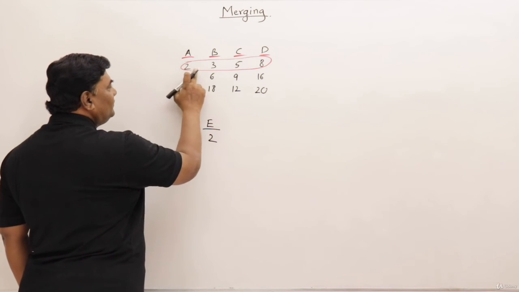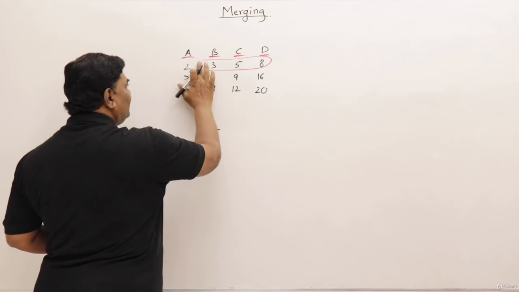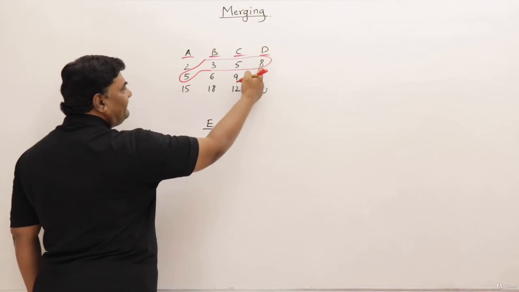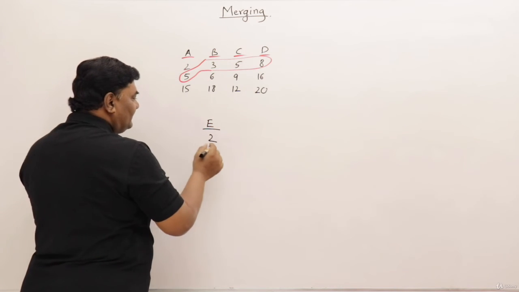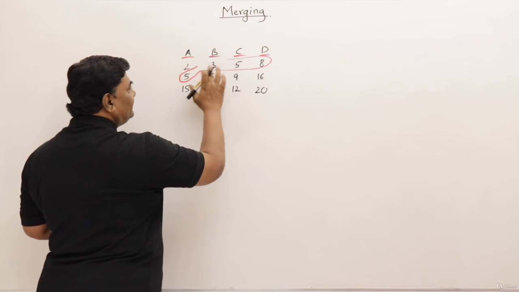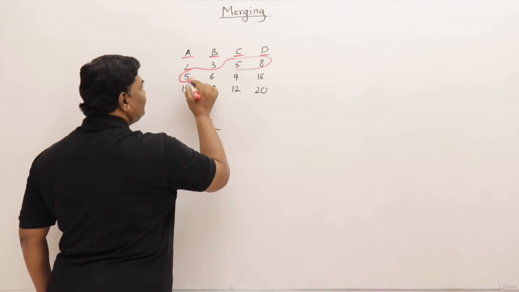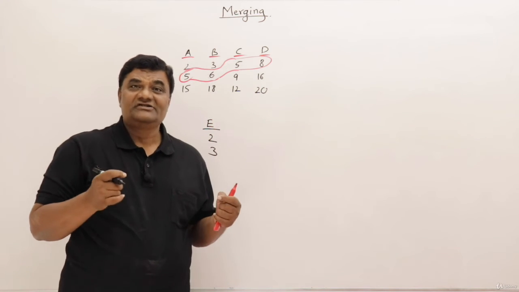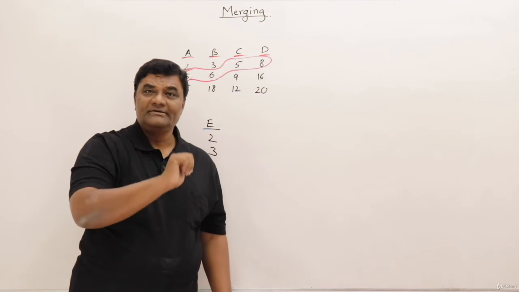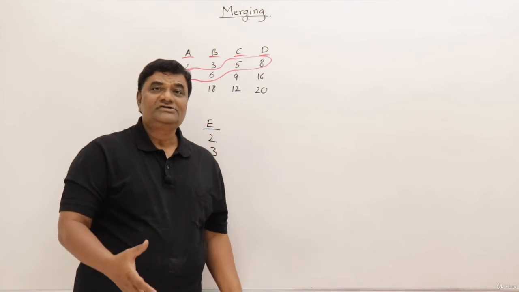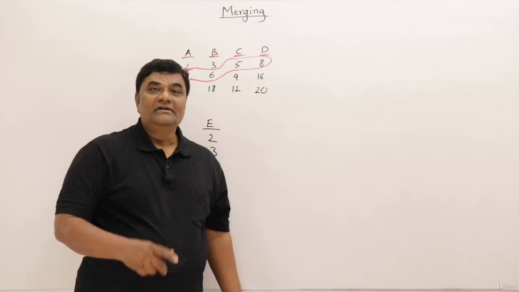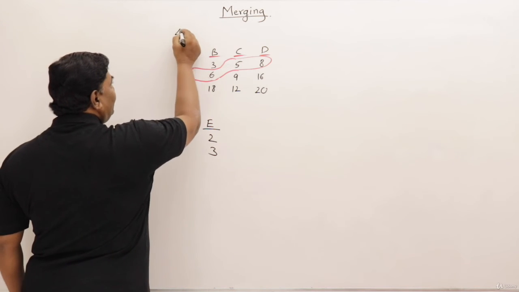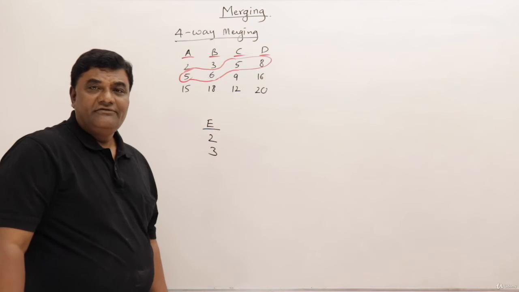Now when 2 is copied, let us exclude this and compare these 4 elements from these 4 lists, that is 5, 3, 5, 8. So 3 is smaller. 3 is copied here. Then exclude this one. Now we have to compare these elements. So these 4 elements. It means we are comparing one element from each list. So at a time we are comparing 4 elements, and we are trying to merge all 4 lists together. If we are doing this, then it is called 4-way merging. This method is called 4-way merging.